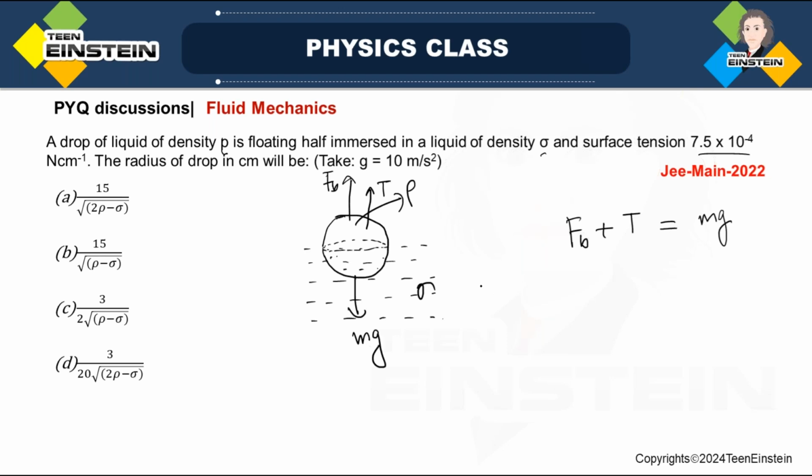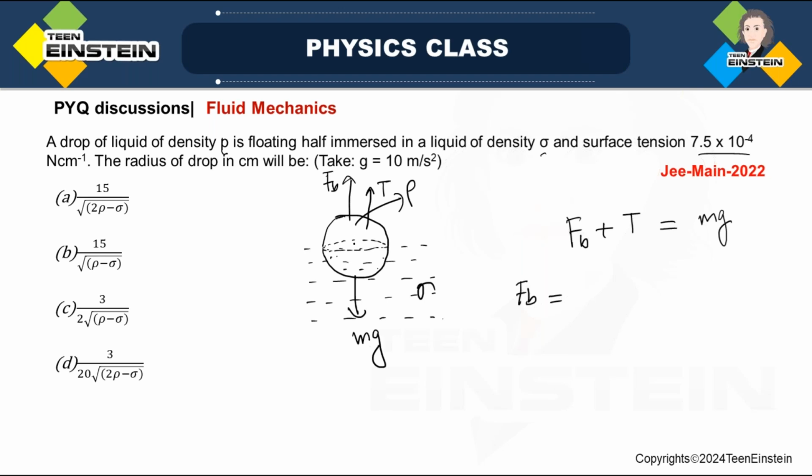Okay, now the time has come to find out what this FB, the buoyant force, is, and what this surface tension is. Surface tension anyway is given. So what is the buoyant force? Buoyant force, we know, is the weight of the liquid displaced by this liquid drop. So I need to find out the volume, which is half the volume of this spherical liquid drop.